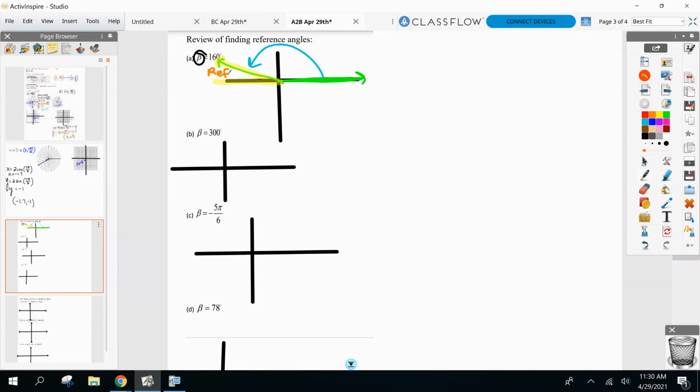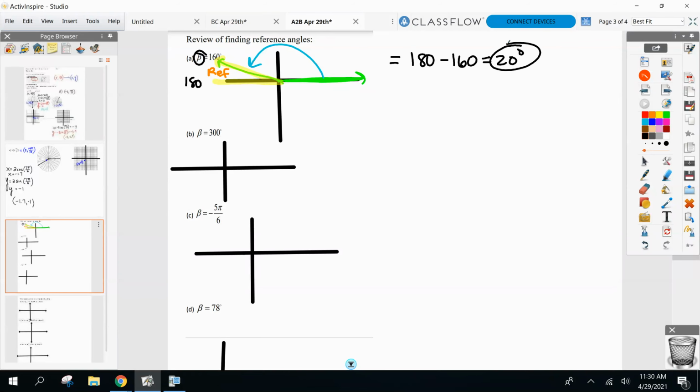170. It's 20. Easy, yeah, I know. We know that. How do we get 20? Remember, this is 180 over here, right? So if I take 180 minus the angle I already know it is, 160, yep, that gives me a reference angle of 20. Always use 180 or 360 to determine your reference angle.